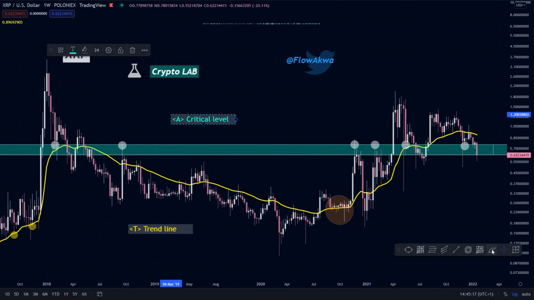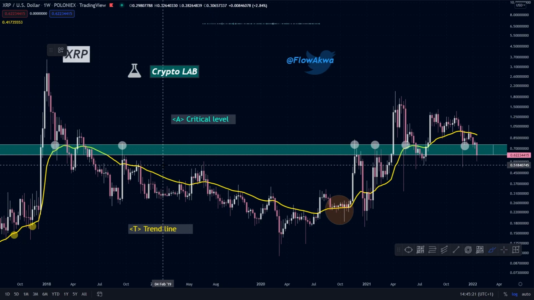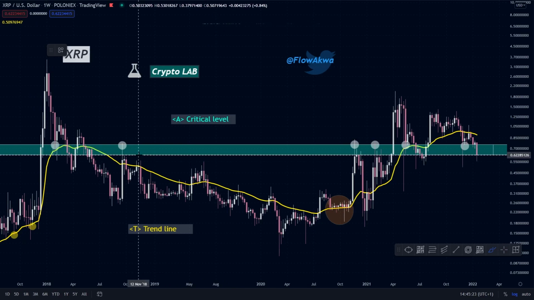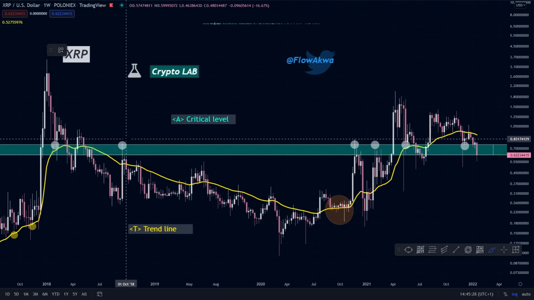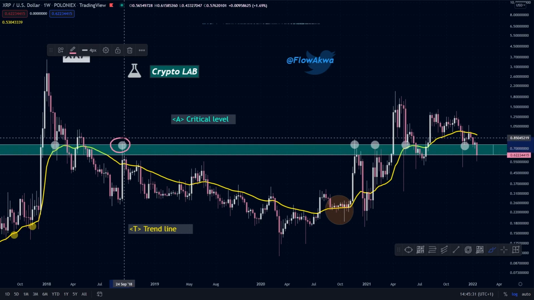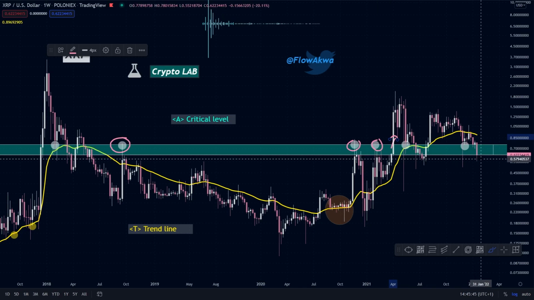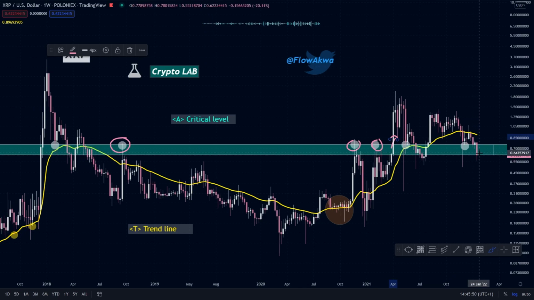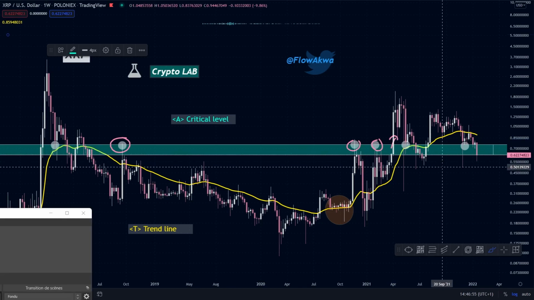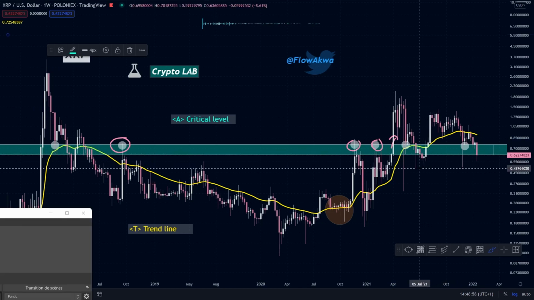You remember that it was very, very difficult for XRP to go above this critical level because we used it as a very strong resistance multiple times, okay? And this was the first time that we went above it in a strong way. Right now, we are back at this level, and for now, it's looking very bearish because we are even below this area.